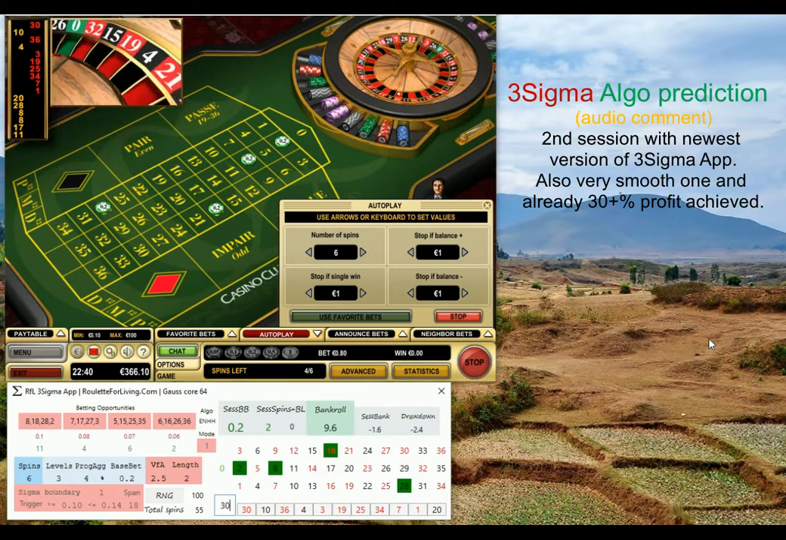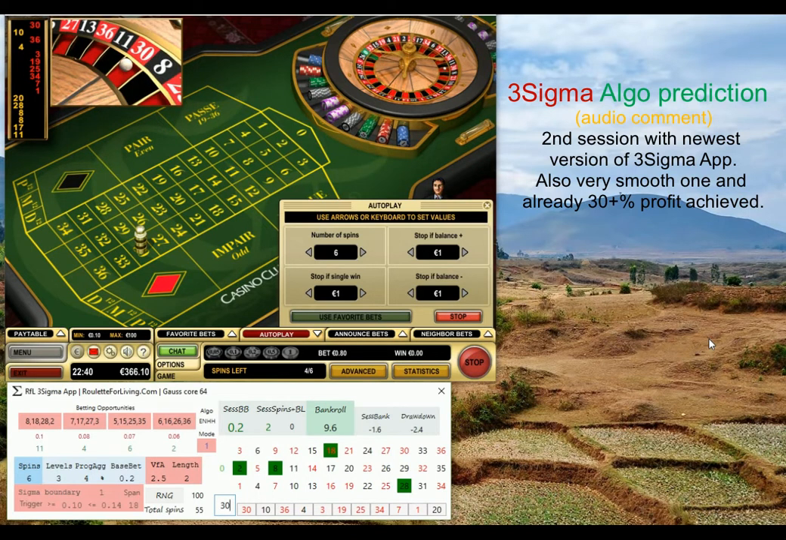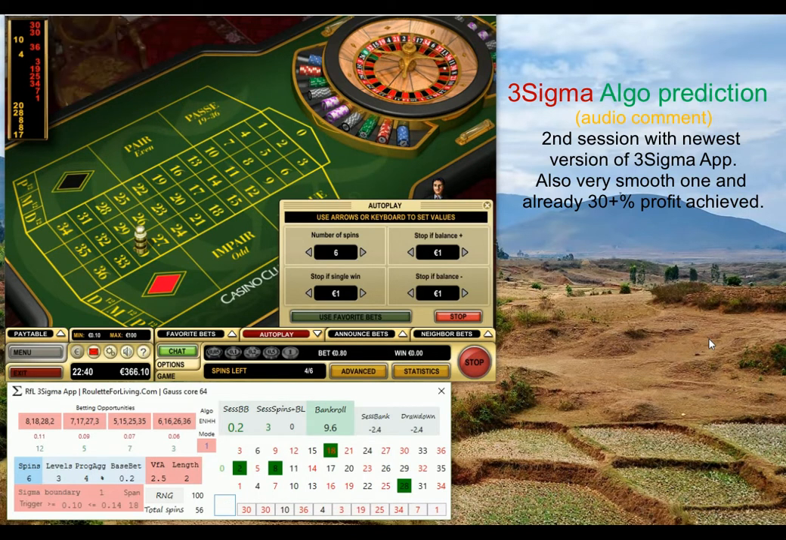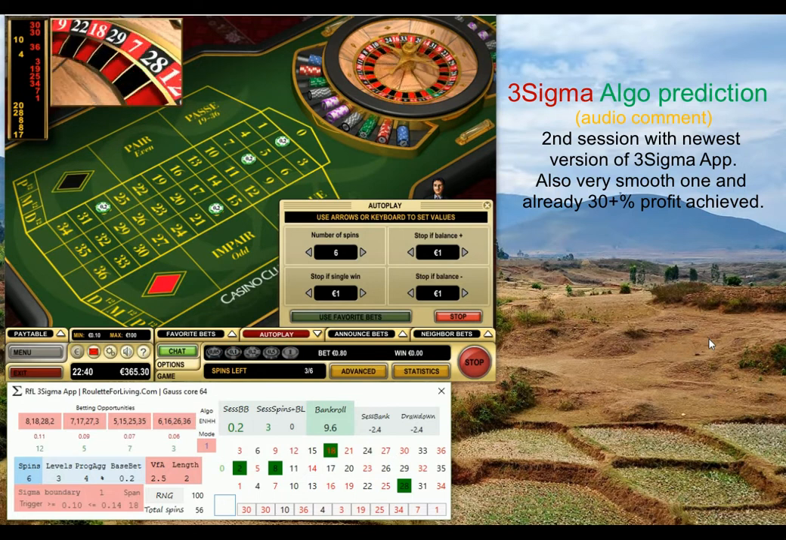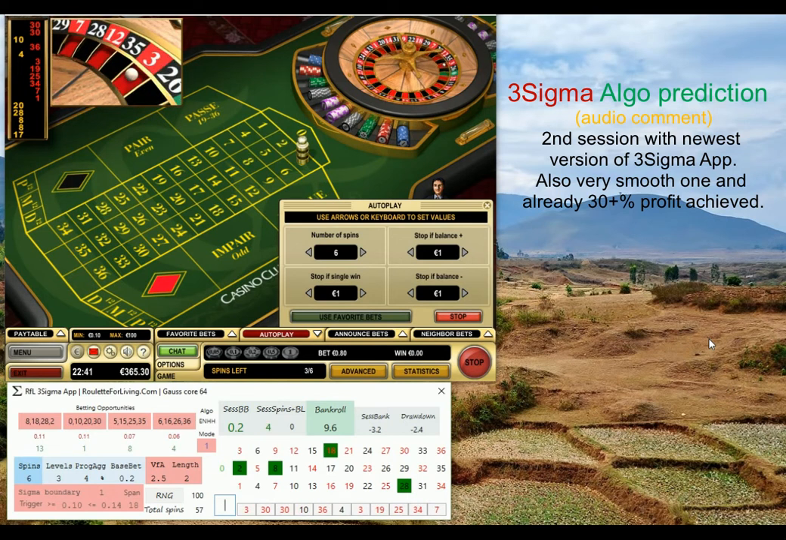This 3Sigma algorithm is, I would say, really strong and can provide you very interesting results. What I share with you at my webinar and also in my PDF bonus material, I think you can fully use that and benefit from it.